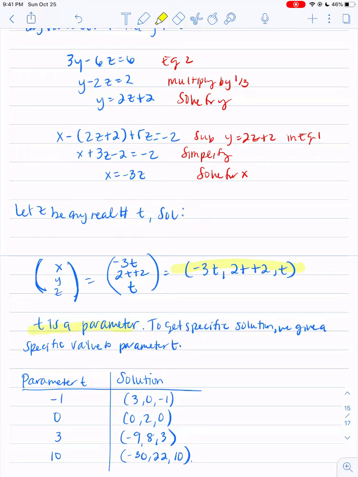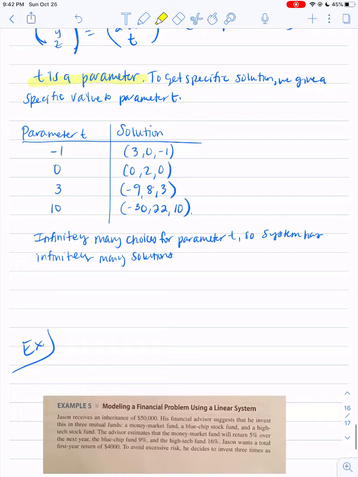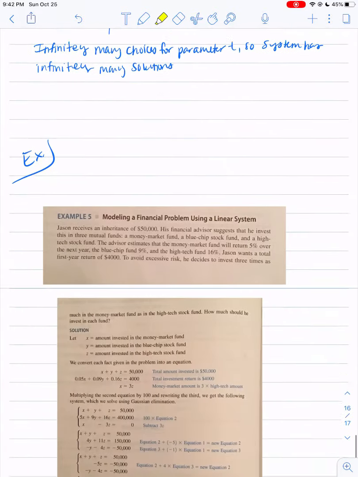So t is called a parameter. In order to get a specific solution, because t can be any real number, we have to give a specific value to our parameter t. So here are some various examples of parameter values and various infinite solutions. I have infinitely many choices for parameter t, so the system has infinitely many solutions.